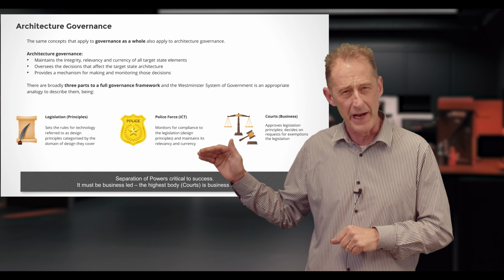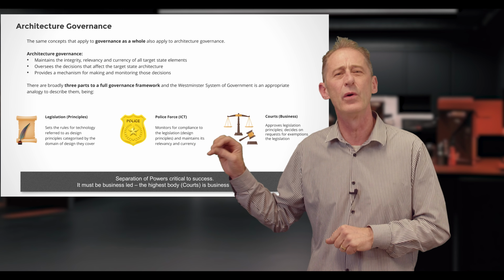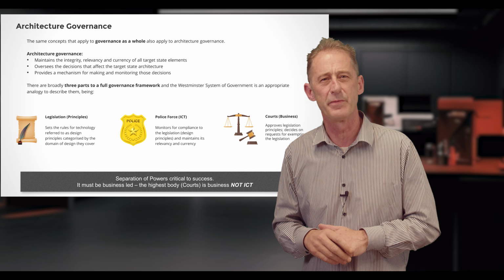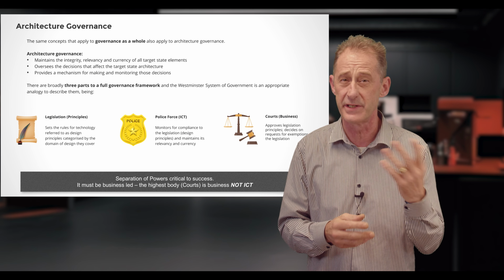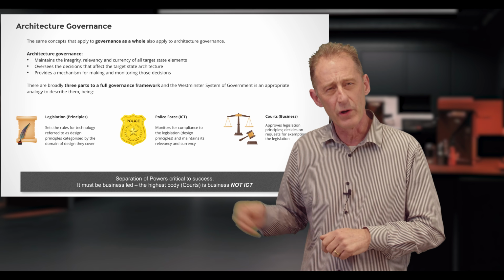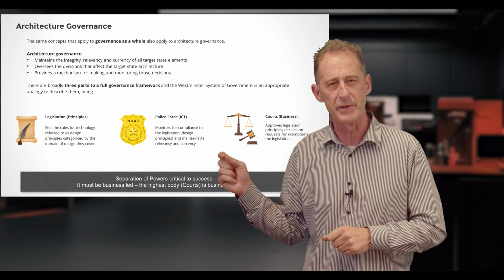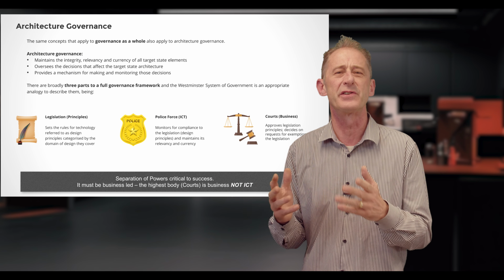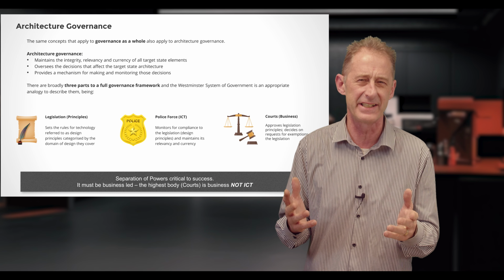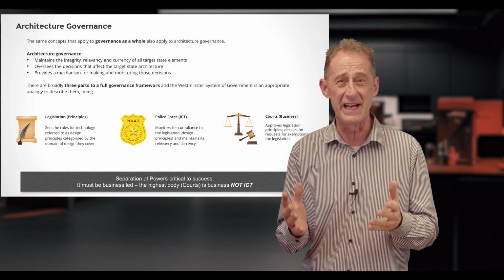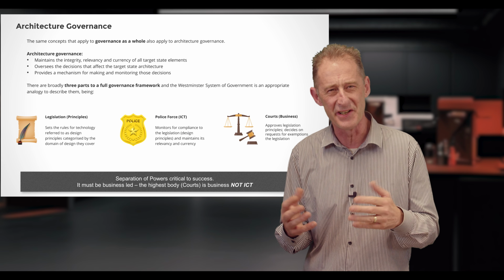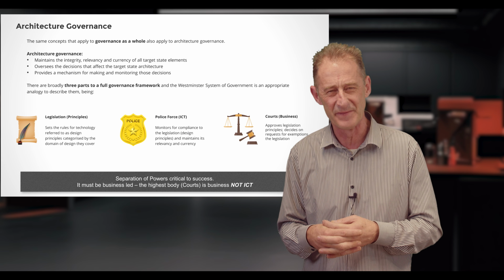The courts, on the other hand, are a business-led body, and this is the only body that can approve an exemption to a principle, as by definition, that means compromising on the outcomes in the target state. Recording these permitted exemptions to the principles also creates or maintains a register of what is typically called tech debt. But in our view, that term should be abolished. It's enterprise debt. The whole organization wears the consequences after all.